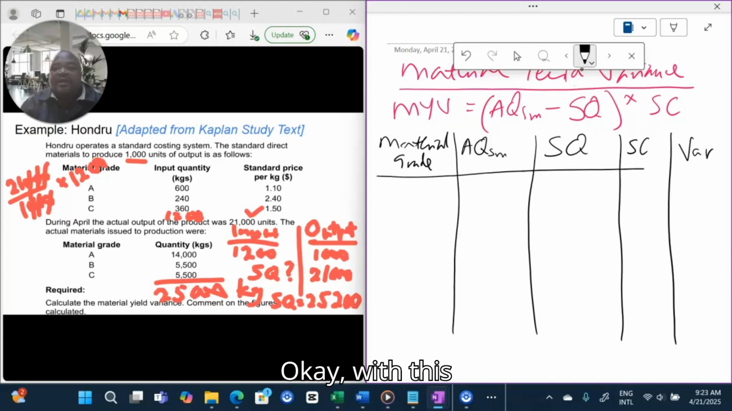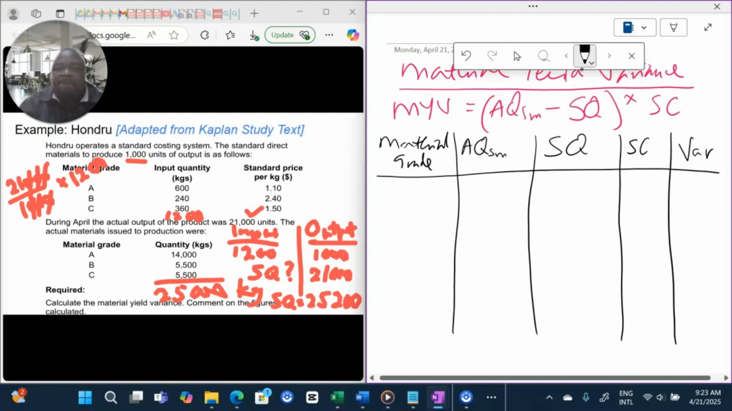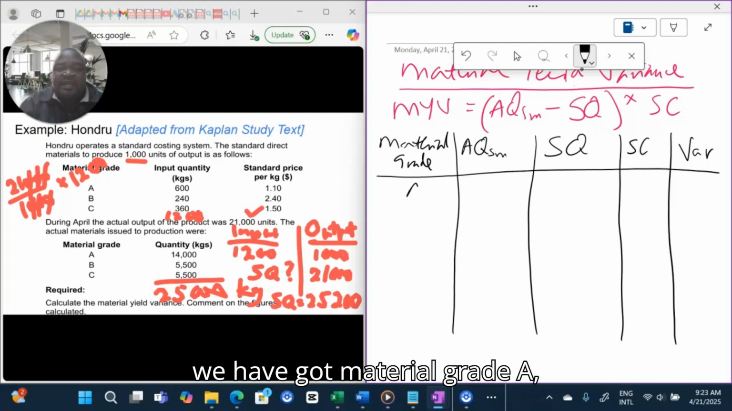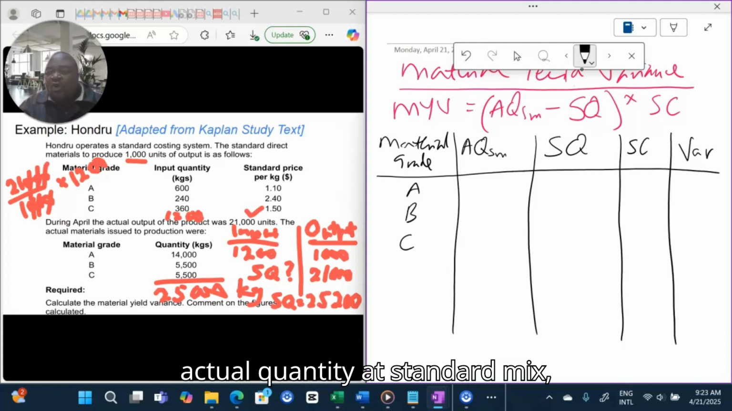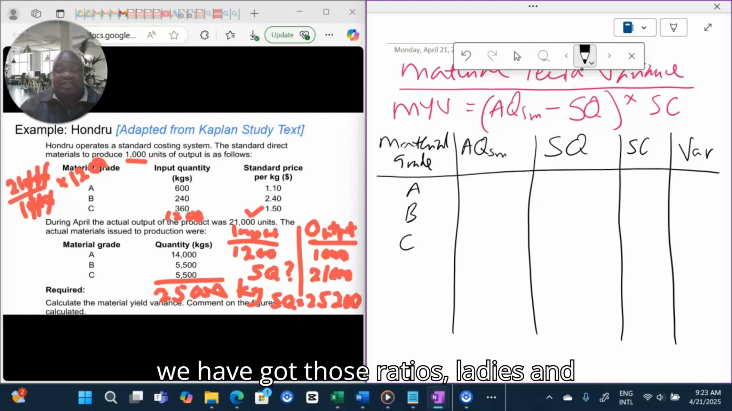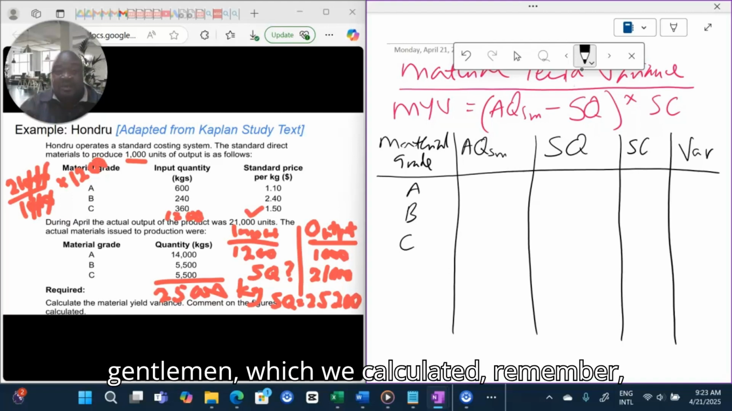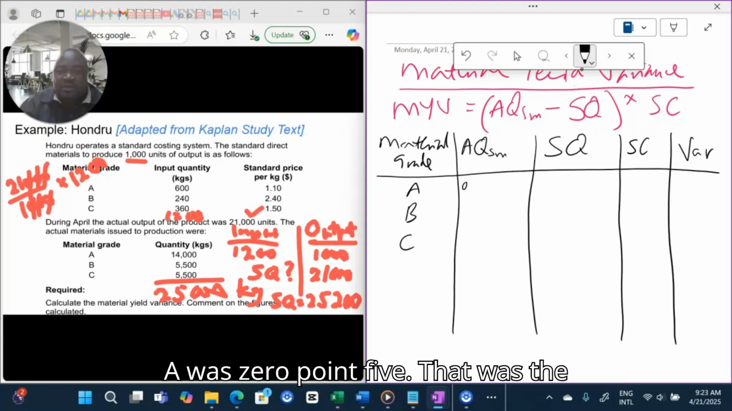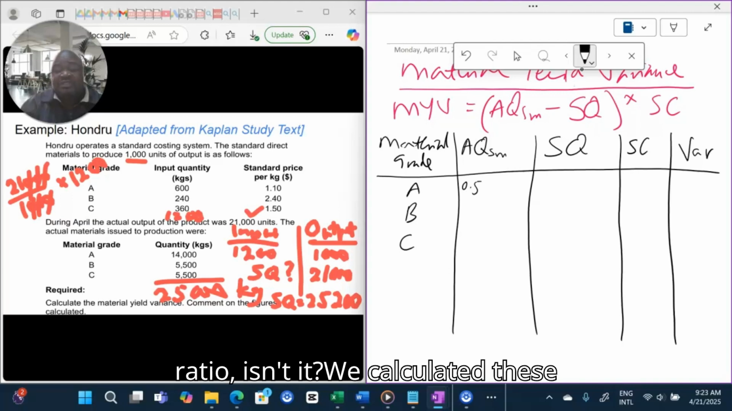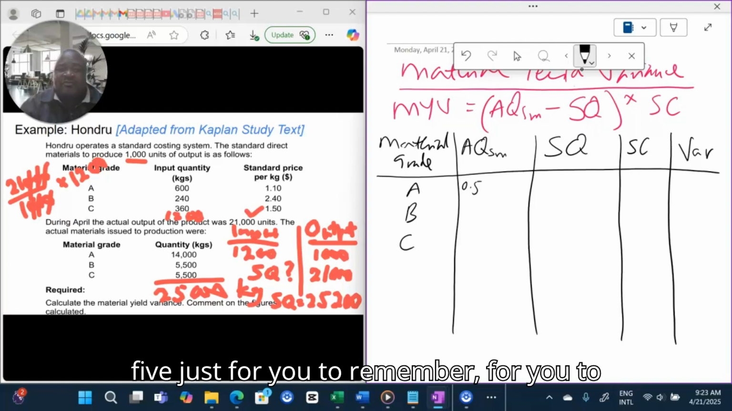Okay, with this information, we have got material grade A, B, C, and the actual quantity at standard mix. We have got those ratios, ladies and gentlemen, which we calculated. Remember, A was 0.5. That was the ratio, isn't it? We calculated these ratios. How do we get 0.5? Just for you to remember.